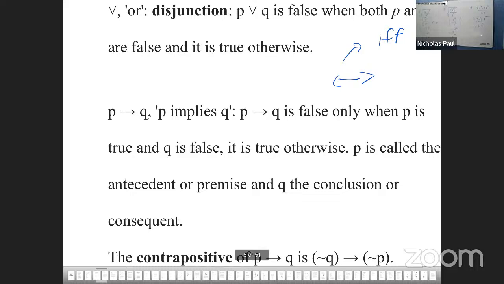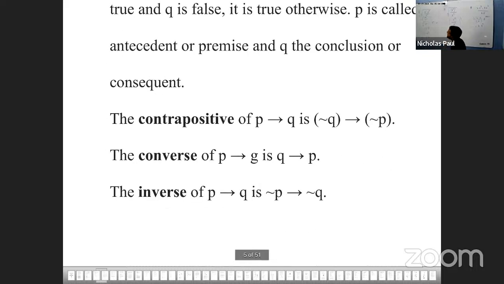We have three new things to look at. Contrapositive, converse, inverse. Well simple, right? Let's start with contrapositive. Contrapositive, switch them around and negate them. Converse, just switch them around. And inverse, negate them. So if I gave you P implies Q and I said, what is the inverse of P implies Q? All you have to do is negate P and negate Q. That's the inverse of this statement here.